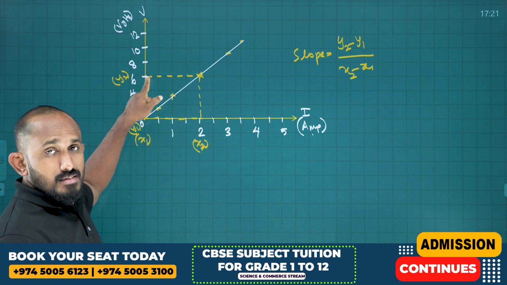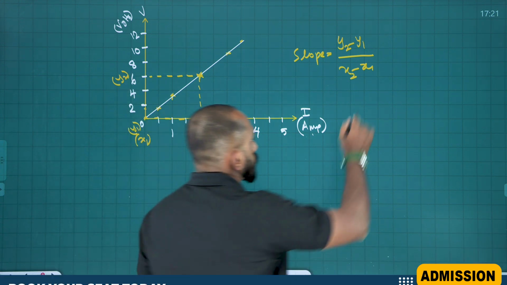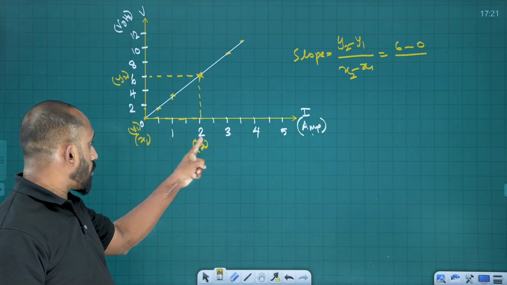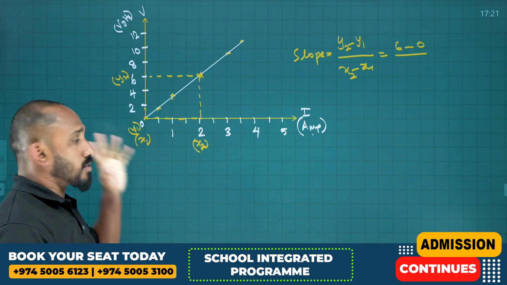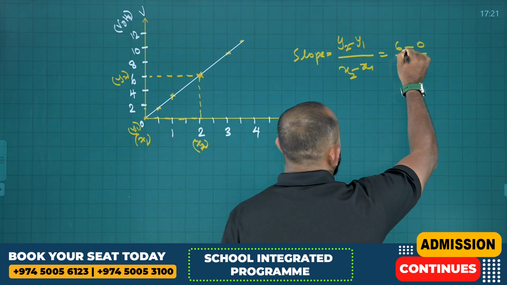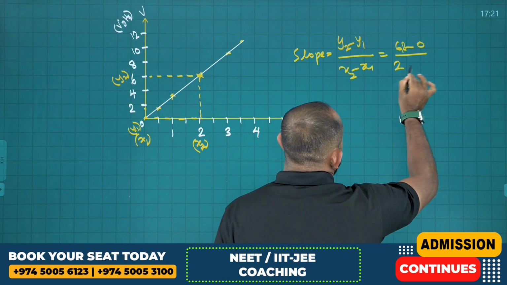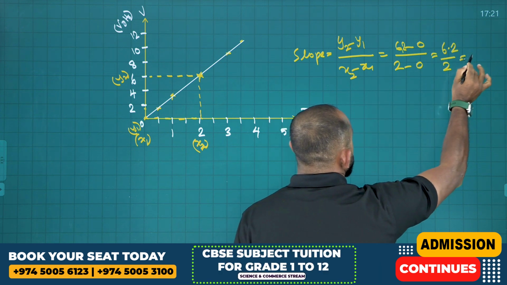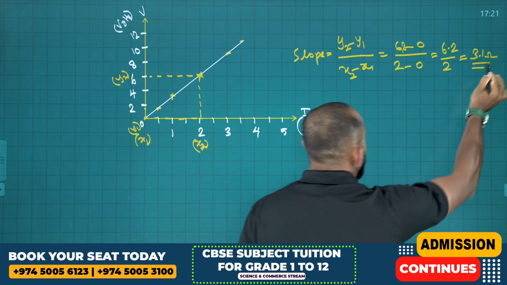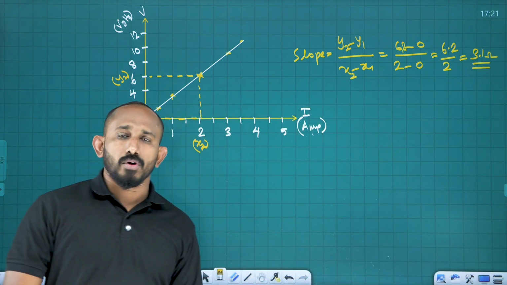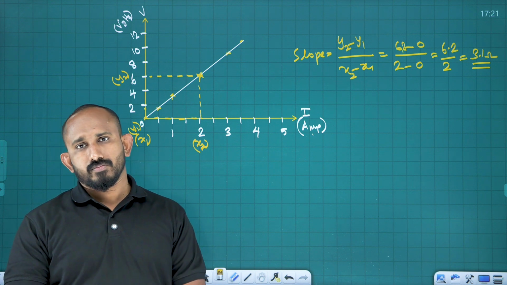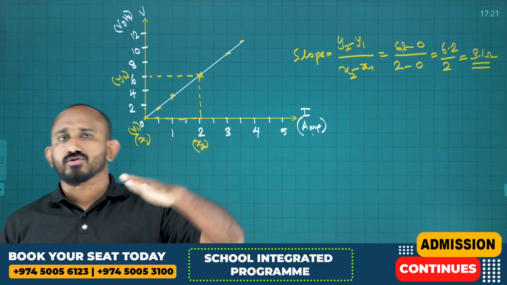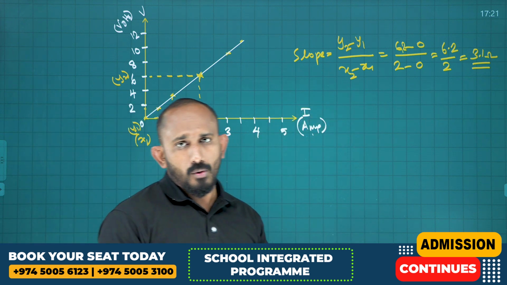y2 is how much? 6 minus 0, so this is equal to 6 minus 0 divided by x2 minus x1. x2 is how much? 2 is there. 2 minus 0. So that is actually 6.2 divided by 2 minus 0. So 6.2 by 2, that is 3.1 ohm is the value. So resistance is 3.1 ohm, the approximate value. The average resistance is 3.1 ohm. Slope is y coordinate by x coordinate. So if you divide it, you get 3.1 ohm.